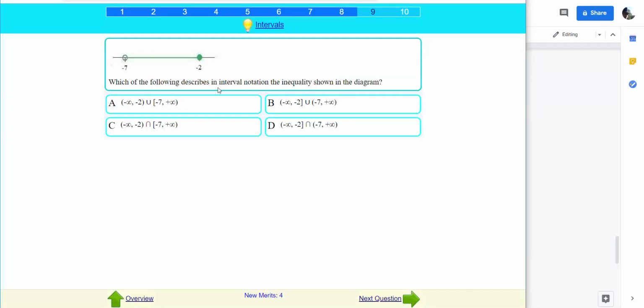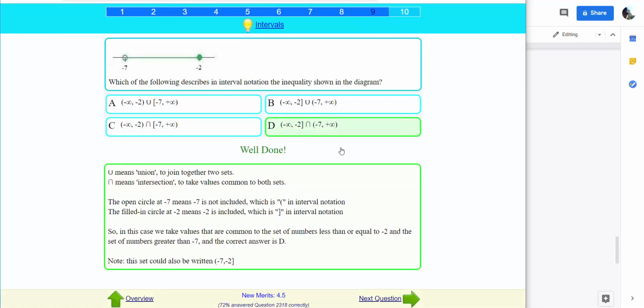Which of the following describes in interval notation the inequality shown in the diagram? So we have -7 to infinity, not included, and then we have intersection. It's actually an intersection. -2 is included.